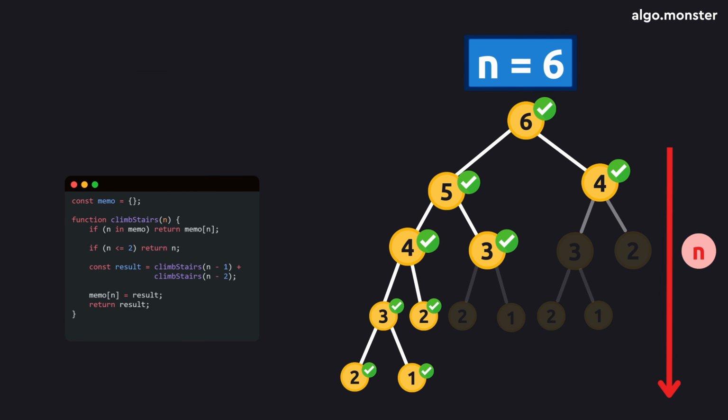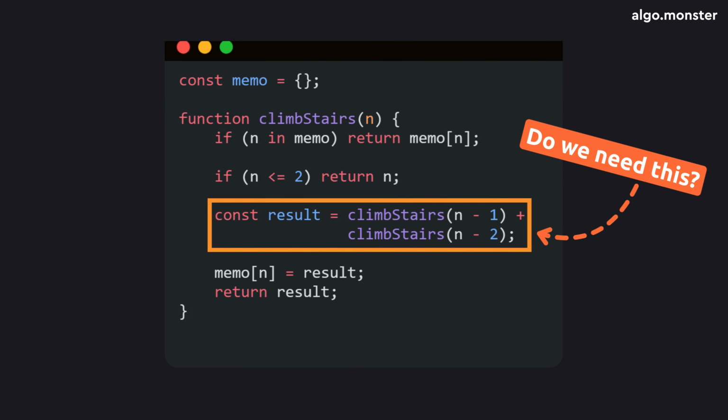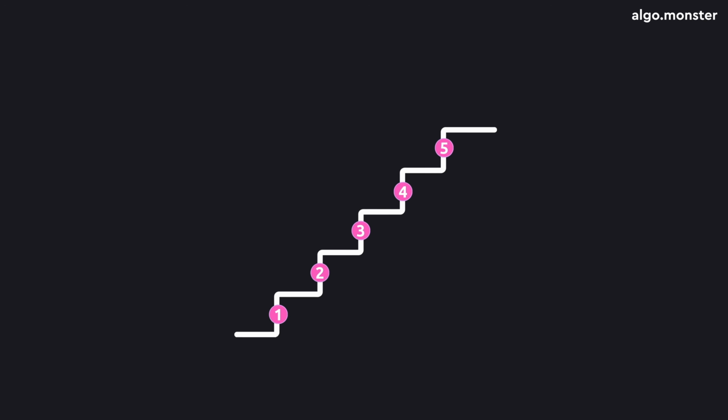But now let's pause for a moment and ask an important question. Do we really need to use recursion here? Can we solve this problem with a loop? If you think about it, it really looks like we're naturally moving through the steps in order. We start with the first step and compute the number of paths. Then we move to the second step and do the same.